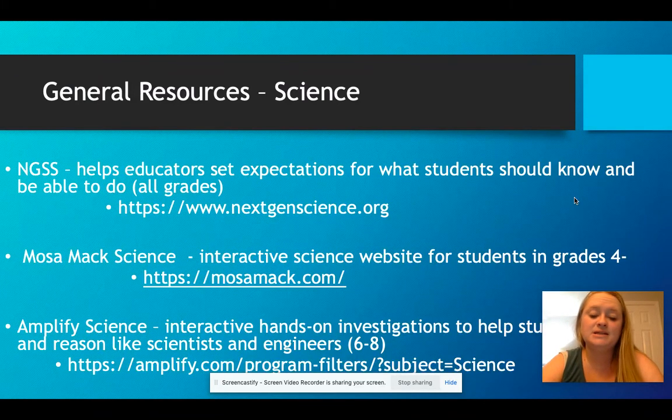Mystery Science, it's an interactive science website for students in grades 4 and up. It's interactive, it shows videos, it allows students to critically think and think about what they've learned in the past and what they can apply their knowledge with. Amplify Science, again, it's interactive and hands-on, and it investigates to help students think and reason like scientists and engineers.